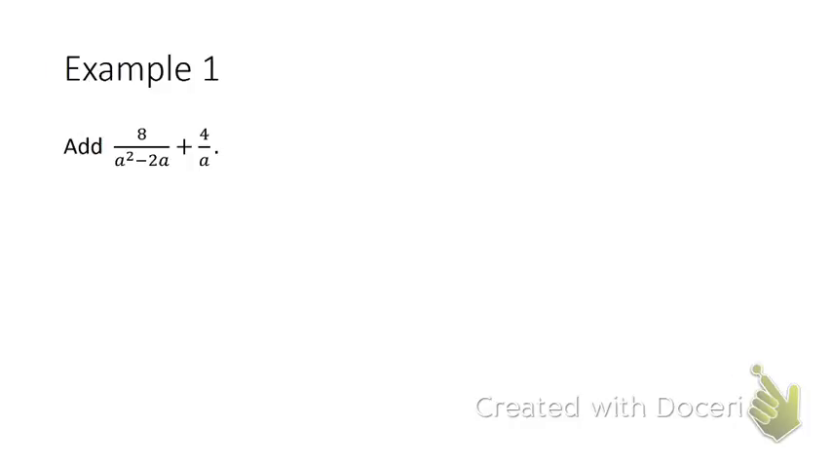All right, so look at example 1. Here, we're going to add fractions. So what do we have to find? Least common denominator. So just like before, look at your denominators. Look at the first one. Can you do anything to that one? Can you factor it down?